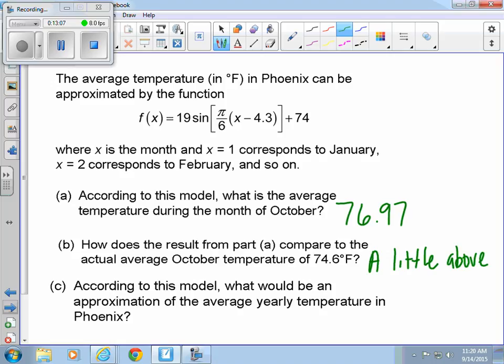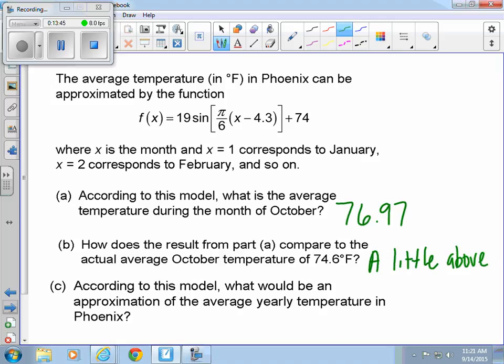According to this model, what would be an approximation of the average yearly temperature in Phoenix? Without doing any work, think about what that function would look like. Don't graph it. Think about it. What does it look like? Looks like a trig wave. It has an amplitude of 19. That kind of means the difference between our maximum and minimum temperatures is twice 19, right? As it would be.